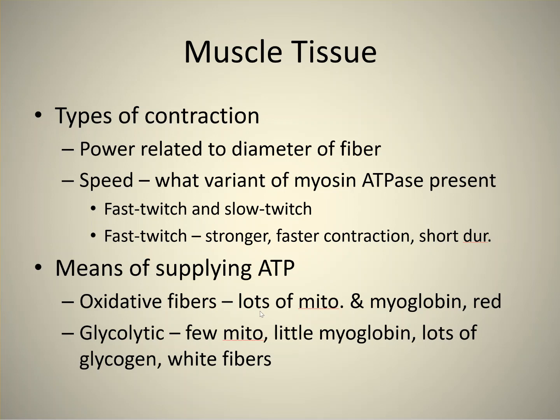Oxidative fibers have lots of mitochondria, because that's where you use the oxygen. You do fermentation outside of mitochondria. There's lots of myoglobin, and it's red meat. Glycolytic, not that many mitochondria. You still got to do aerobic, as everybody does aerobic, but there's only a few. There's very little myoglobin, lots of glycogen, and these are white fibers. And this is the white meat.